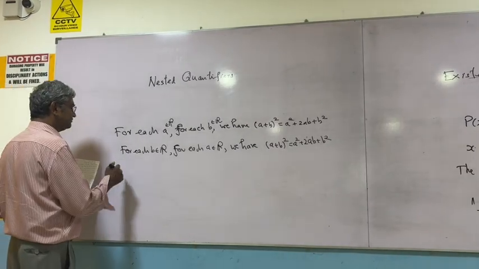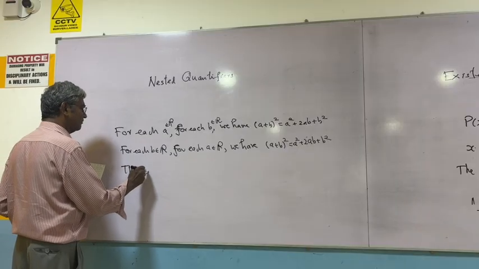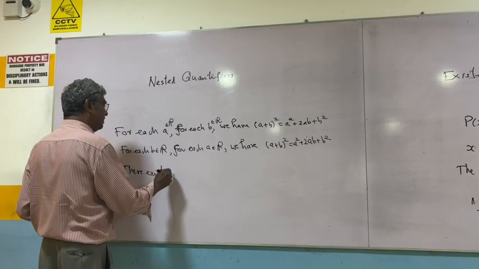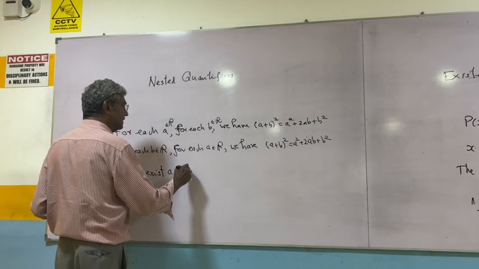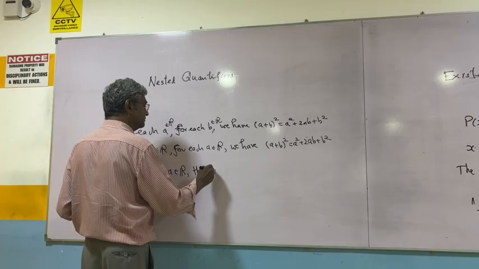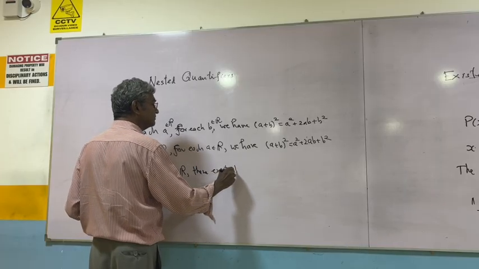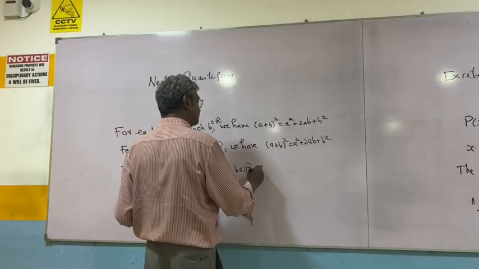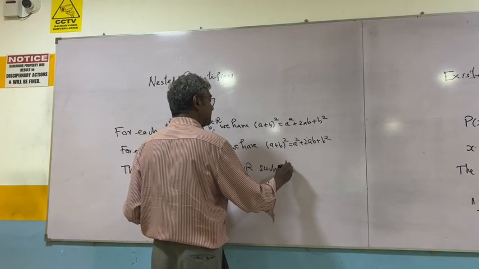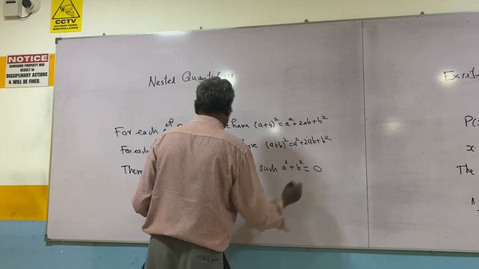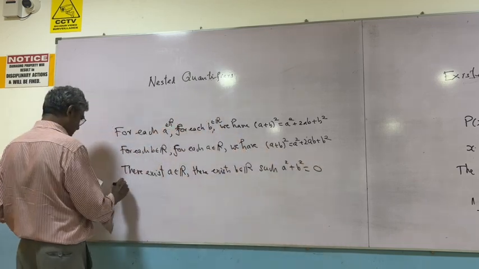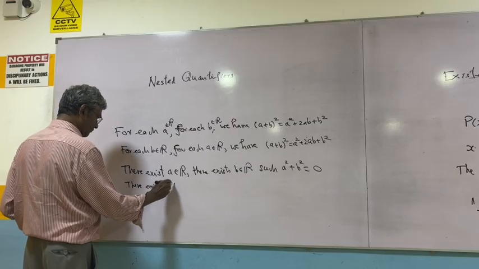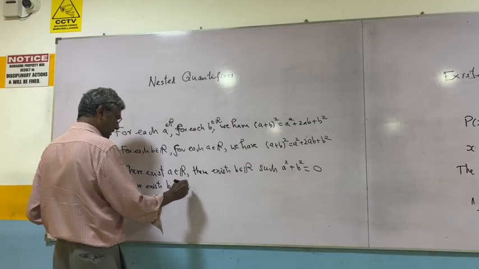For all a belongs to R, for all b belongs to R, such that a square plus b square is equal to 0. This one is logically equivalent to: for all b belongs to R, for all a belongs to R, such that a square plus b square equal to 0.